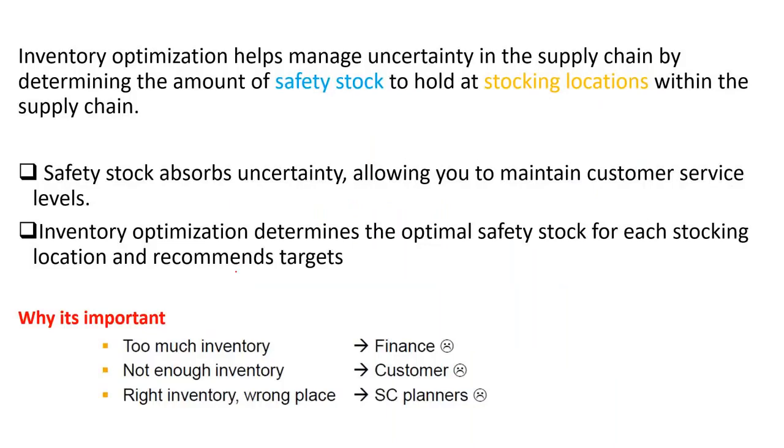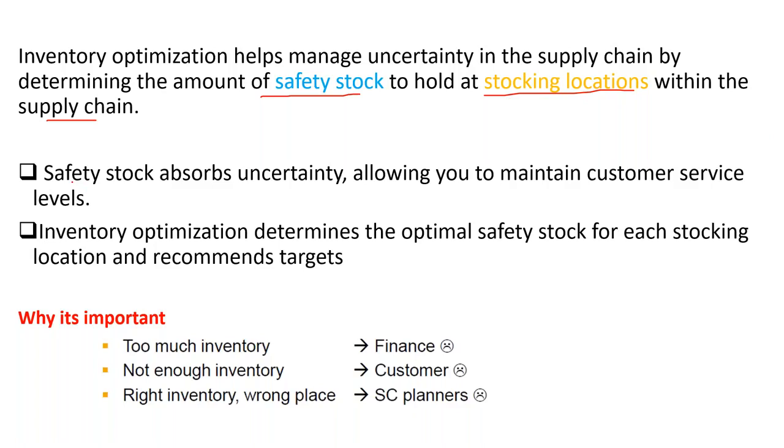So inventory optimization helps manage uncertainty in the supply chain by determining the amount of safety stock to hold at the stocking locations within the supply chain. In the master data, as I am telling, for the IO there are other things like stocking nodes. If you say S, it means it's a stocking node. If it is N, it is a non-stocking node. That means we shouldn't keep any stock in that location; the inventory just has to flow through it. That's why they've highlighted that we should keep it at the stocking locations.